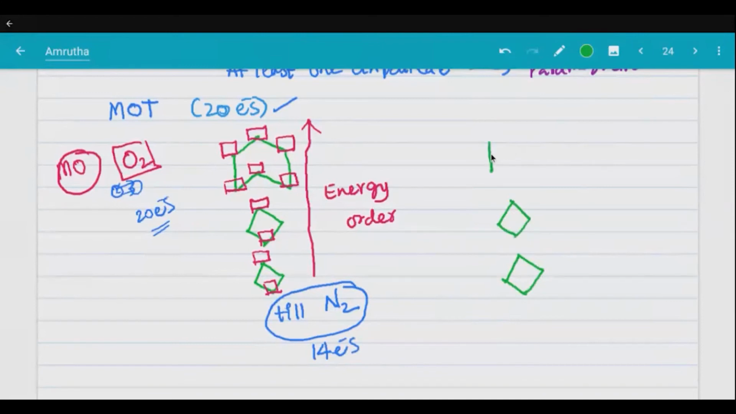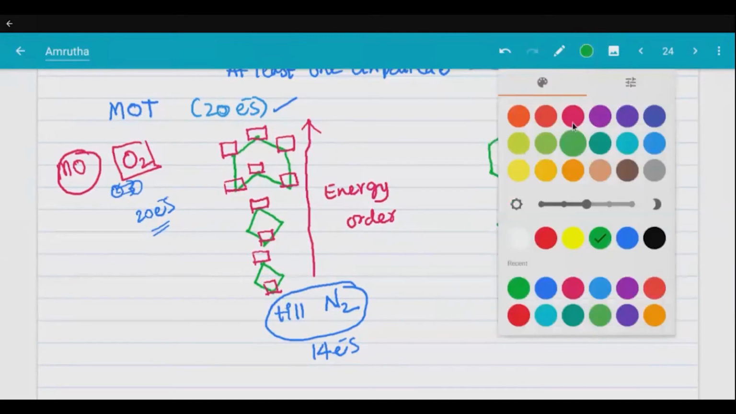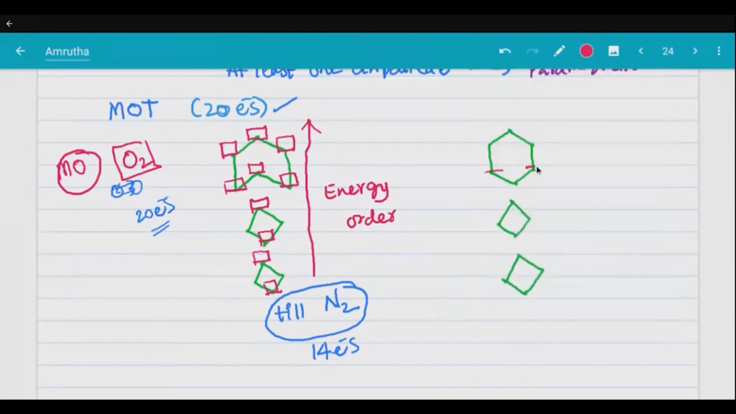Now you write a proper hexagon. This is the proper hexagon. So this is the order. Each line here is like a box. This is for oxygen, or from 16 electrons, you can use this order. The energy order is the same way, from lower energy to higher energy. Got it?